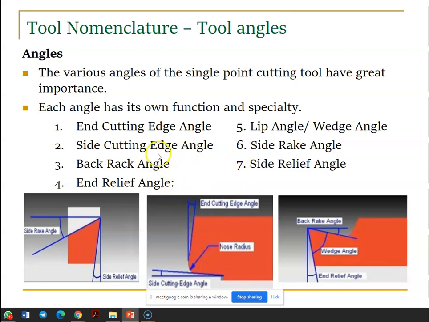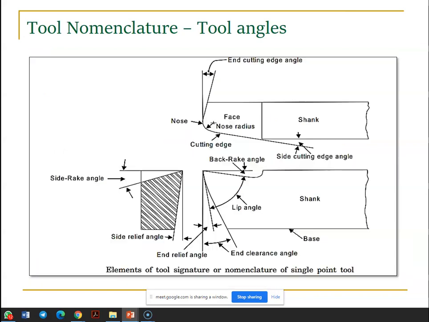Of these, the side rake angle and side relief angle come from the front view. Assume the tool is seen from the front. If we cut it, we may get two angles: one is the side rake angle, another one is the side relief angle. Similarly, if we cut in the top view, we can get two more angles, the end cutting edge angle as well as the side cutting edge angle. If you cut in the side view, you can find 3 angles: the back rake angle, the end relief angle, and the wedge angle, right? So this is what we are going to study, 7 angles.